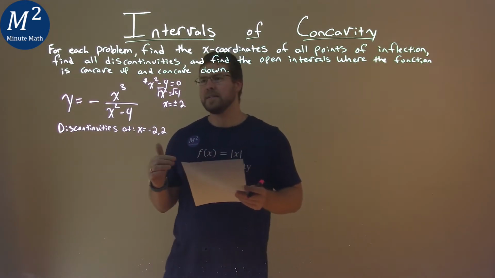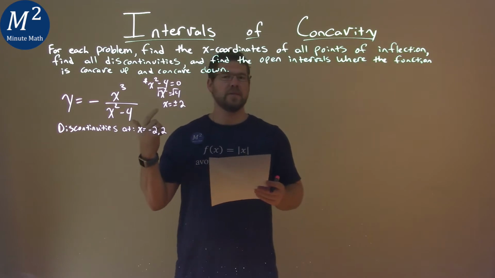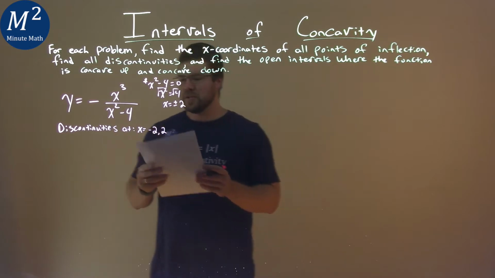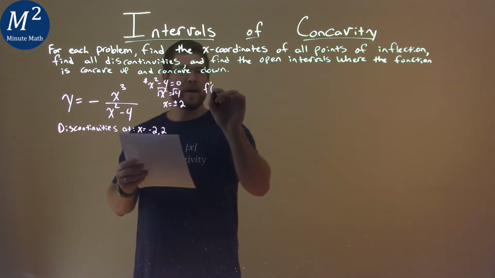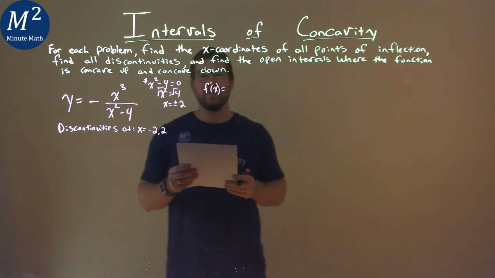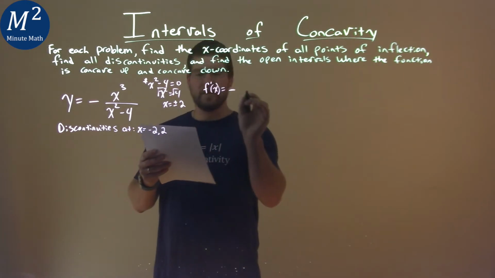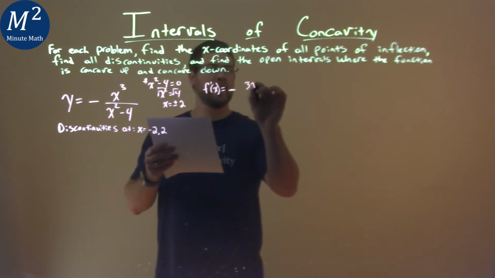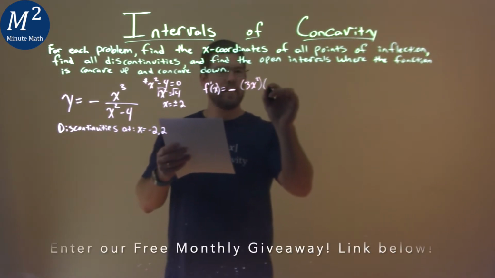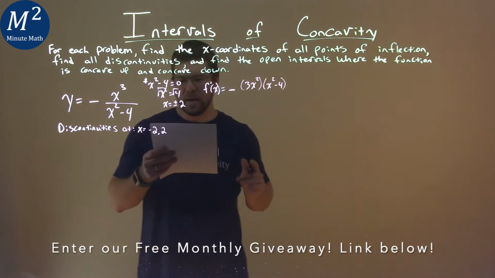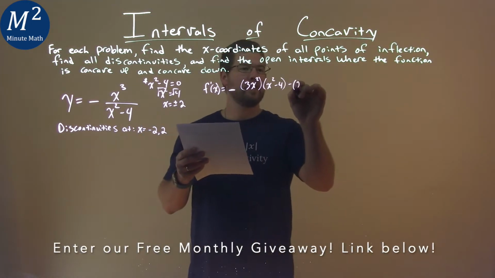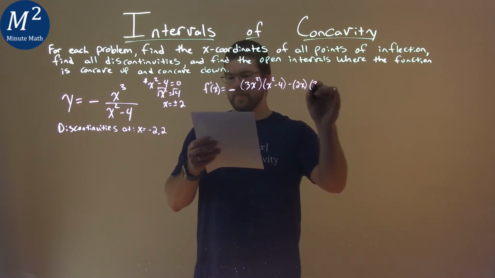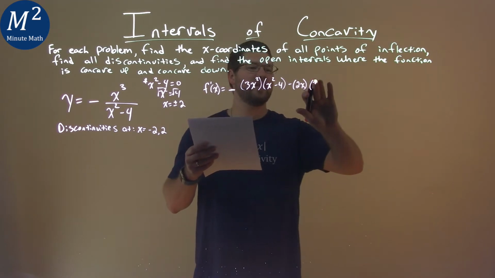Now we find the points of inflection and concavity using the second derivative test, and we need to find the second derivative first. To find the first derivative on the way there, f prime of x, we use the quotient rule. The negative stays out front. We have the derivative of the numerator, 3x squared, times the denominator, x squared minus 4, minus the derivative of the denominator, 2x, times the numerator itself, x cubed. Oh, sorry, x squared, not 3x squared, that's the derivative.